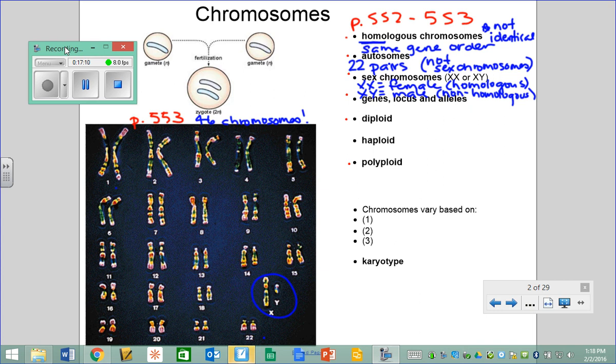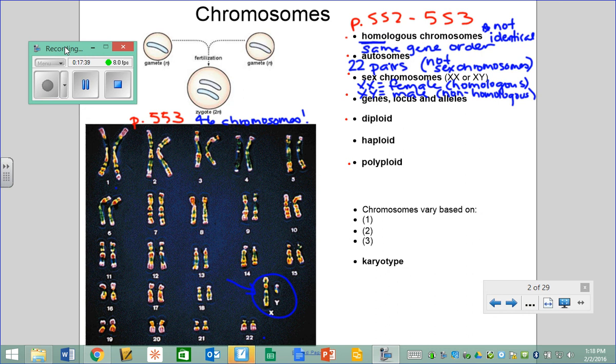The sex chromosomes could be homologous if you're a female, where you have 2 X's. If you are a male, which is what this picture is representing, and you have 1 X and 1 Y chromosome, that would be referred to as non-homologous chromosomes because they do not have the same gene order or the same gene sequence. Now, the next 3 words all refer to something about the information on a chromosome.